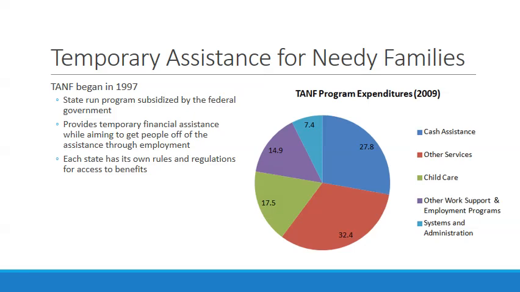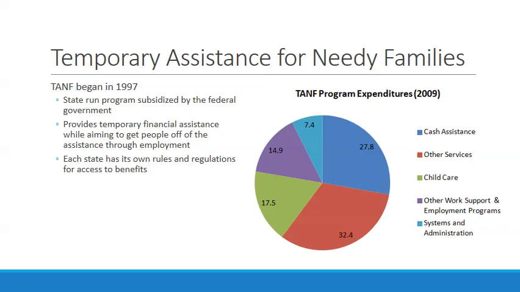So when you look at the TANF expenditures, notice 32.4% other services. This is various different things, but 27.8% is just straight up cash. Here's money. You'll see systems administration 7.4%. To me, that number should probably be lower. There's no telling what they're paying people for this. Almost 15% is other work support and employment programs, and then 17.5% is child care.